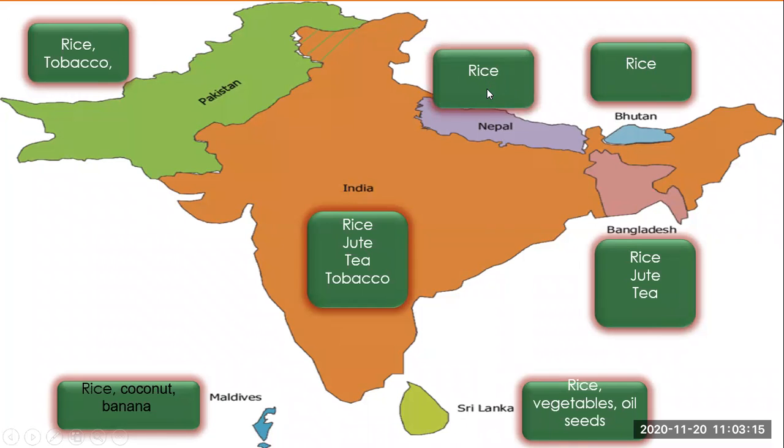One thing you can observe here is that rice is mainly grown throughout South Asia. Every country grows rice, right? And tobacco is grown in India and Pakistan mainly. Likewise, oil seeds are mainly grown in Sri Lanka. Jute and tea are grown in Bangladesh. Jute and tea are also grown in India.